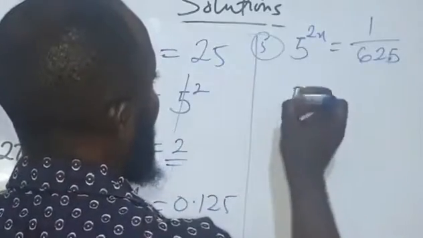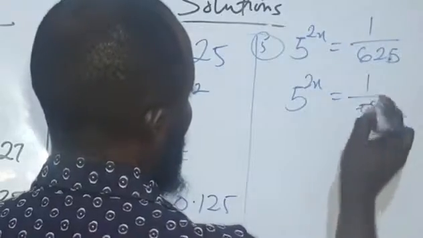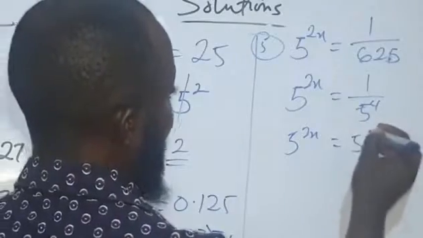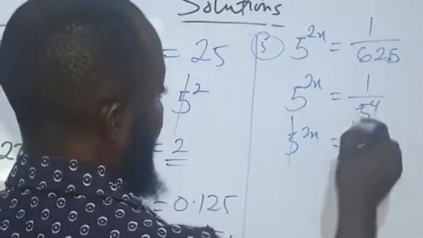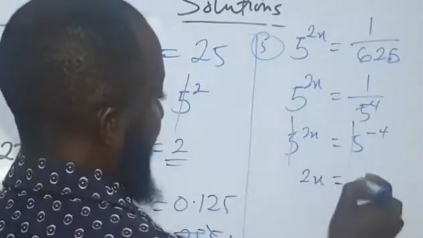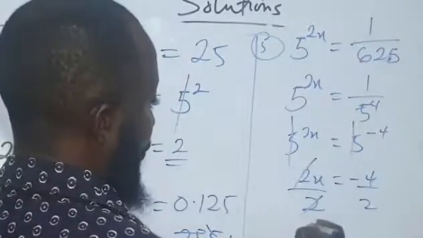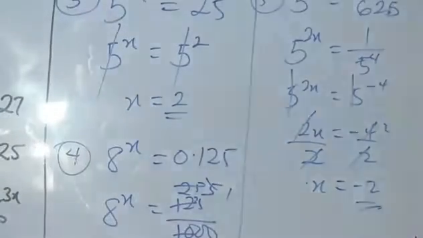In that case, this will be 5 raised by 2x equals 1 all over 5 raised by 4. So 5 raised by 2x. You can take this one to the index, that will be 5 raised by minus 4. So 5 will cancel 5 here. So we have 2x equals minus 4. So divide both sides by 2. 2 cancels 2. Therefore, x equals minus 2. You can see it's very straightforward. Right, so that is that on number 5.